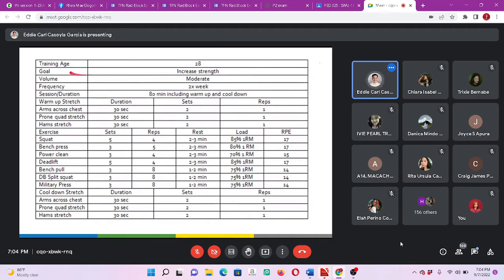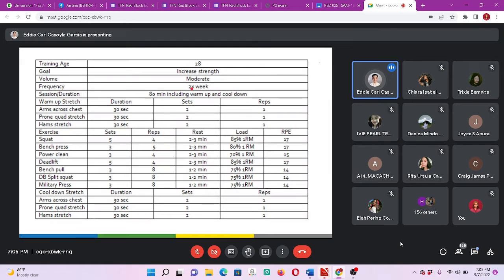So first, training age, this must be your age. For the goal, we need to be uniform here. Increase strength, just copy increase strength, since this prescription is for strengthening. And for the volume or the intensity, again, you decide if it's light or moderate intensity. And for the frequency, recommended for strengthening is twice a week.